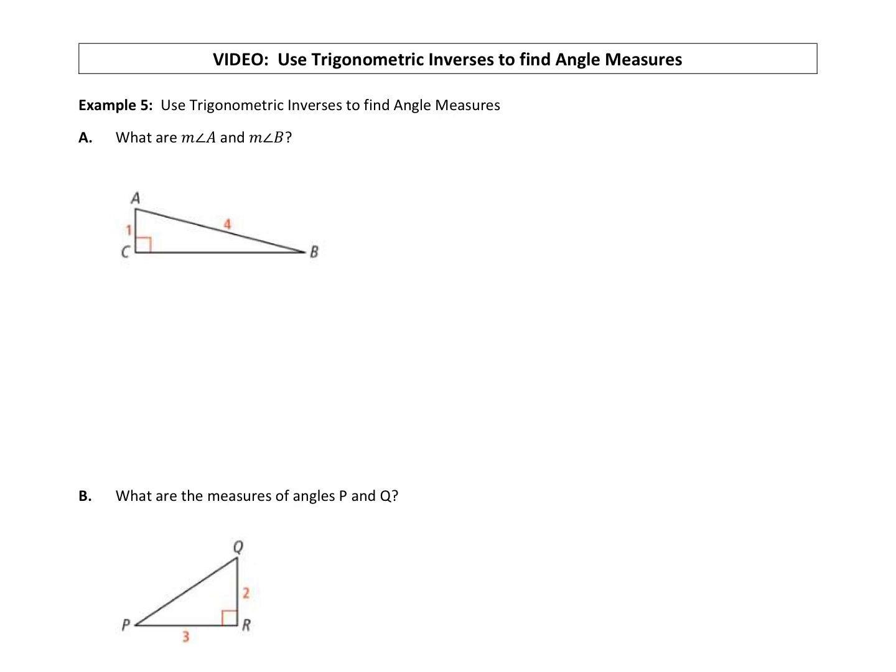Okay, so in this last example for our lesson, we're going to learn about trigonometric inverses. So we know what our trig functions are, sine, cosine, tangent. We can use trigonometric inverses to find angle measures.